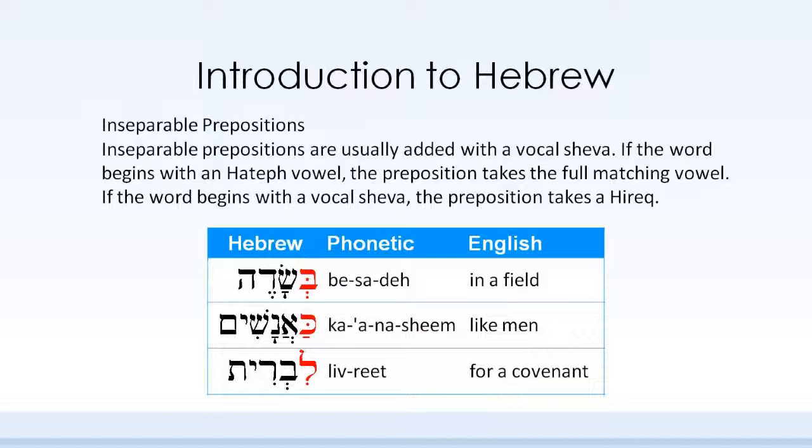the Hebrew noun berit. In this particular case, le has a vocal shiva and berit had a vocal shiva. And since two vocal shivas cannot occur together, the first vocal shiva has dropped out and reduced to a hirik, and the bait has reduced to a vait to give us livrit, for a covenant.